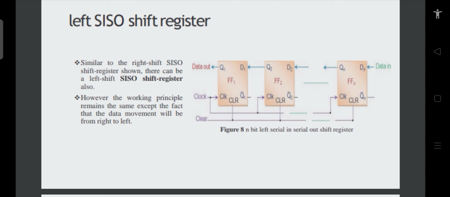In the left shift also the arrangement is the same, but physically the flip-flops are arranged in such a manner that the data moves from right to left. So you see here we are inputting the data on the rightmost flip-flop, and with the appearance of every clock pulse, the data moves to the left. That is why it is called left shift serial in serial out register, or left serial in serial out shift register.